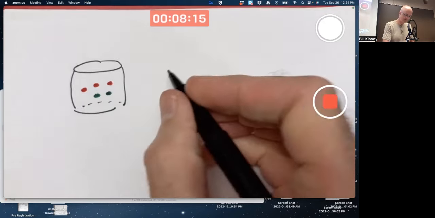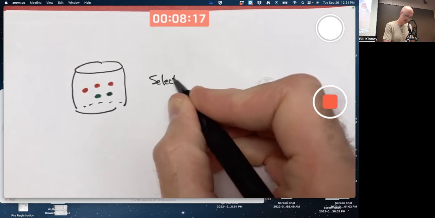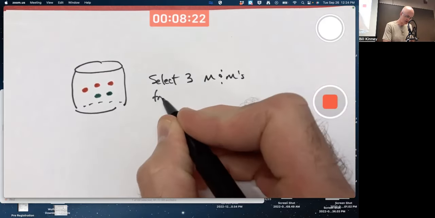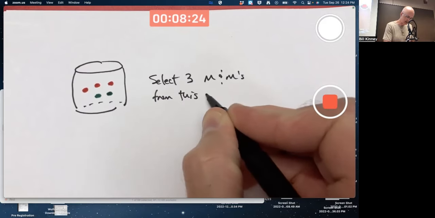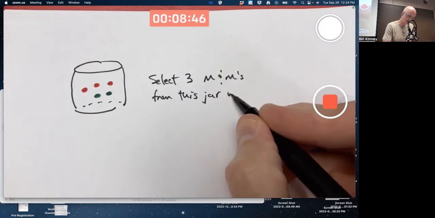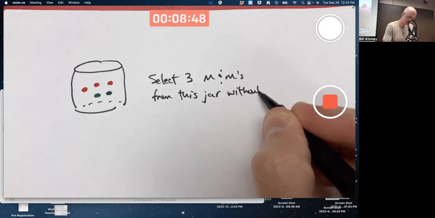Select 3 M&Ms from this jar. You might say one at a time, and as you take them out one at a time, you don't put them back, you don't replace them. You're going to eat them, okay? You could imagine mixing it up and taking 3 at once as well, and that would be effectively the same thing without replacement.